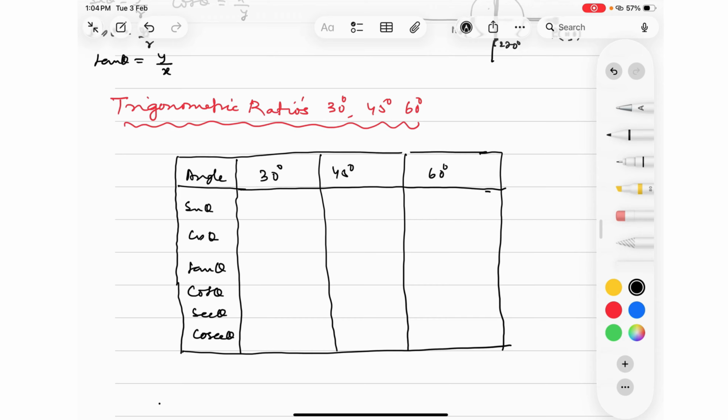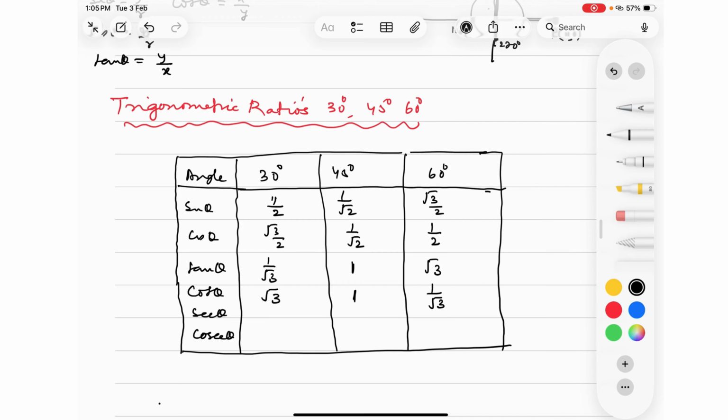Okay. Now what is sine 30 degrees? The answer is half. Sine 30 is 1 by 2. Sine 45 degrees, 1 by root 2. Sine 60 degrees, root 3 by 2. Okay. Cos 30, root 3 by 2. Cos 45 degrees, 1 by root 2. Cos 60 degrees, 1 by 2. Tan 30, 1 by root 3. Tan 45, 1. Tan 60, root 3. Cot 30, root 3. Cot 45, reciprocal of tan, 1. Cot 60 degrees, 1 by root 3, reciprocal of tan.